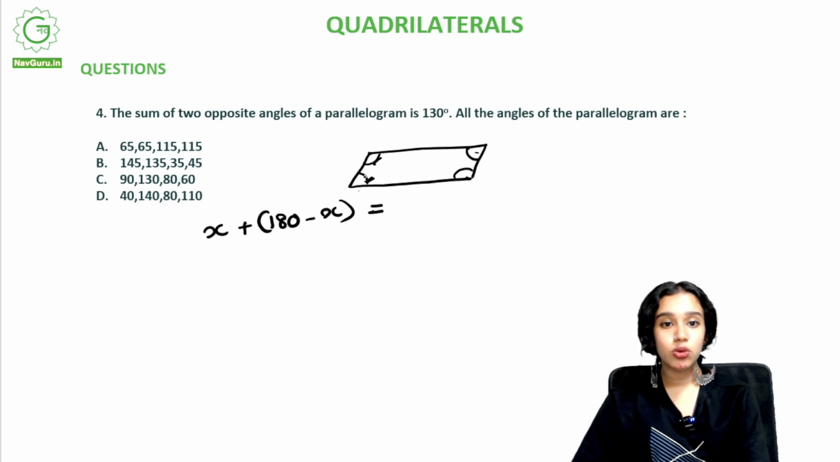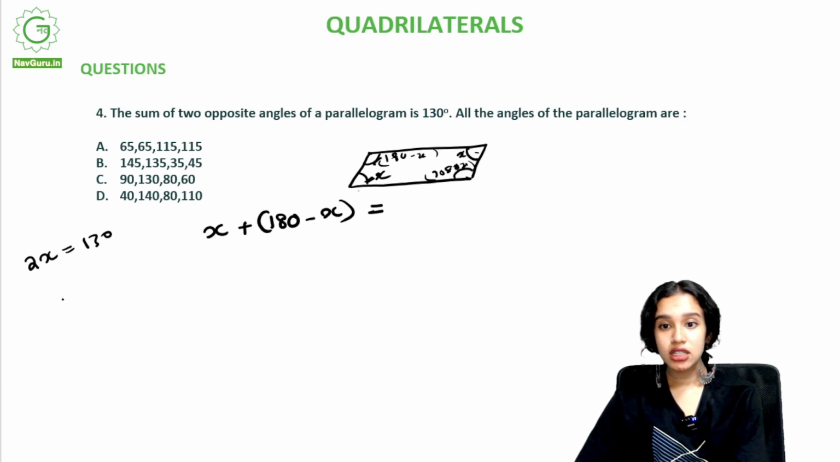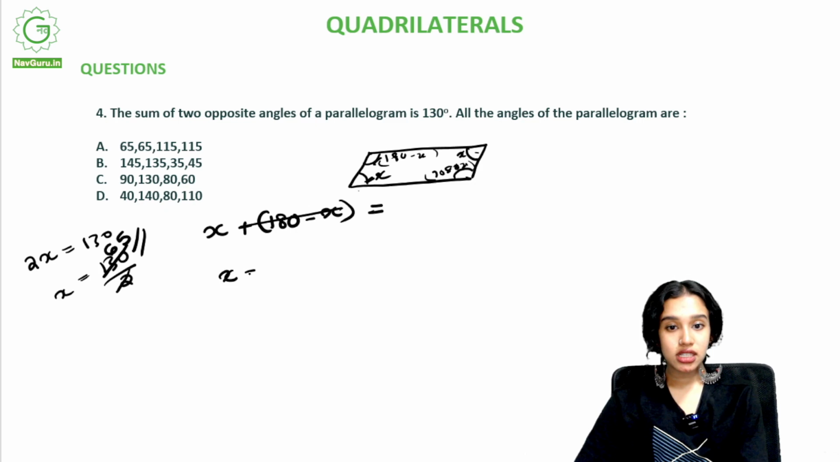Now, so what do we have here? We have x, this would also be x, this is 180 minus x and this is also 180 minus x, right? Now, we have that 2x is equal to 130. So, x is equal to 130 by 2, which gives us 65. So, we get x is equal to 65 degrees.